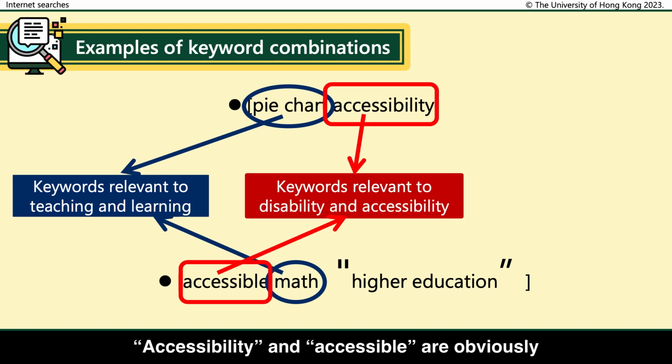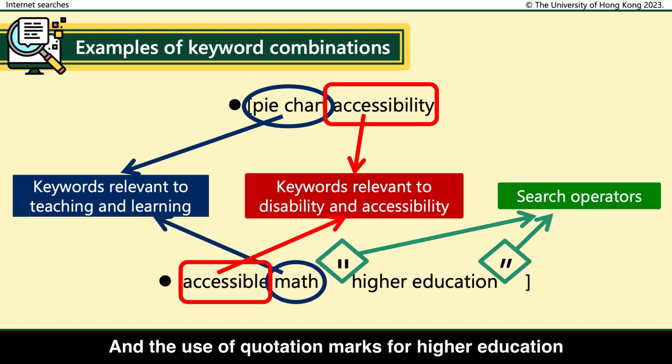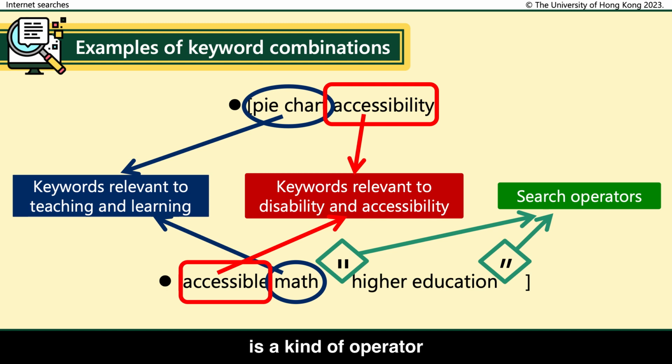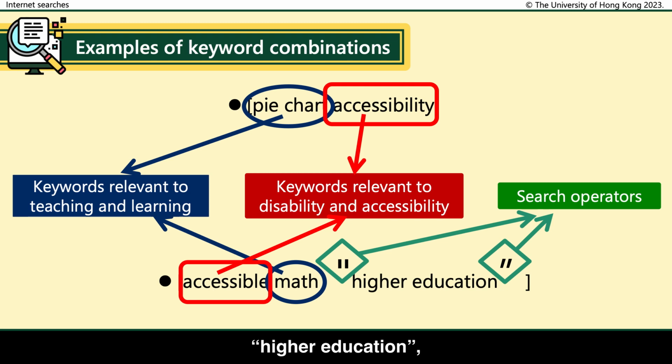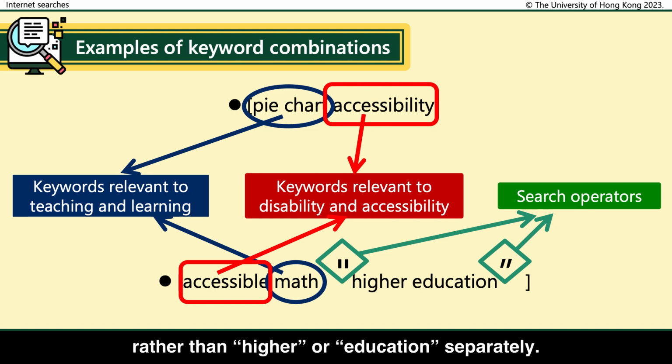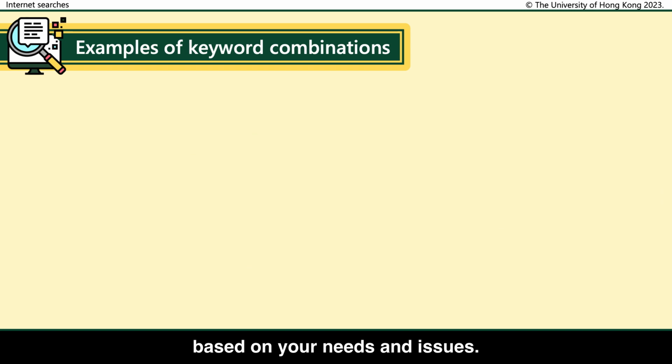Accessibility and accessible are obviously keywords related to disability and accessibility. And the use of quotation marks for "higher education" is a kind of operator that requires the results to include the exact wording, "higher education," rather than "higher" or "education" separately. Under each keyword category, you may think of different terms based on your needs and issues.